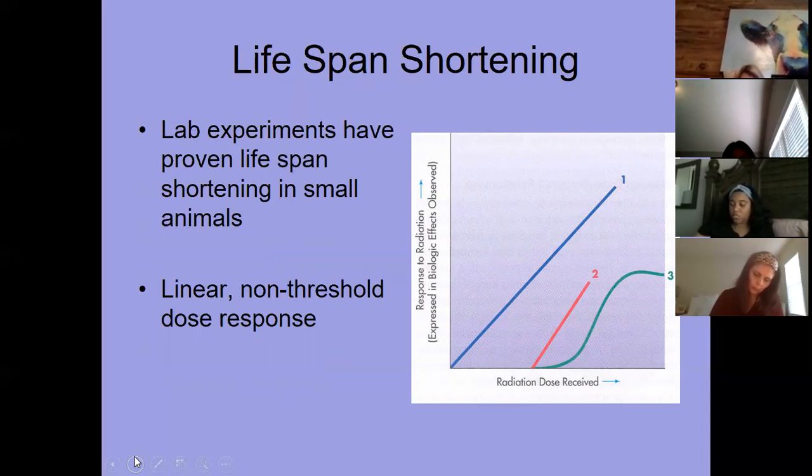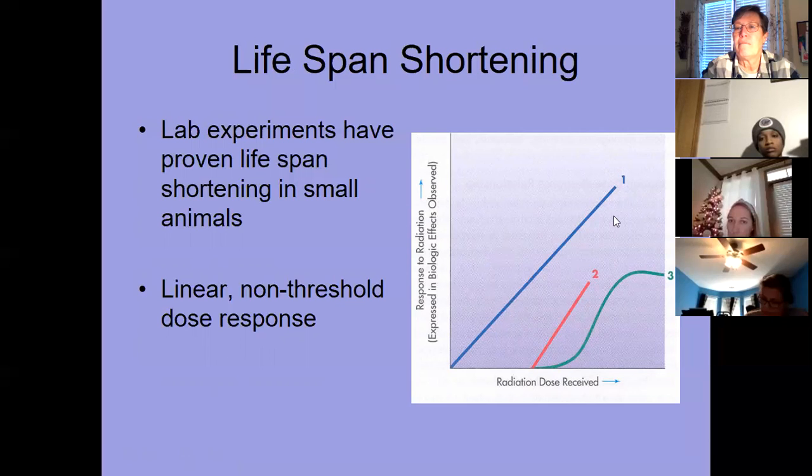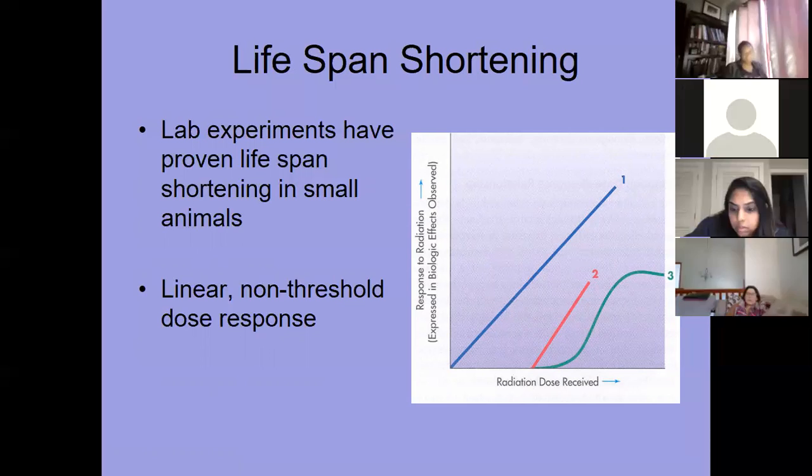Okay, the next late or long-term effect that we look at is lifespan shortening. So when any of you enrolled in school, did any of you think that this career path might decrease your lifespan? Nope. Me either. And the good news is this is not something we really have to worry about. And we'll talk about why as we go through.